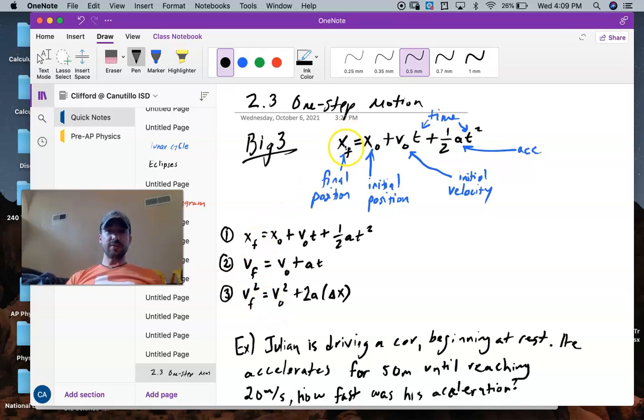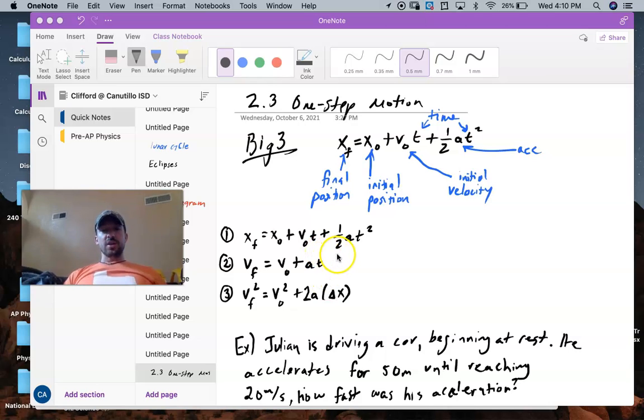What they stand for is if you see an X, that stands for position. Any X you see stands for position. V stands for velocity, and A stands for acceleration. Okay, so that's what all those V, X, and A stand for on all three of these equations. I call these the big three because we're going to be using them a lot throughout the next couple weeks.